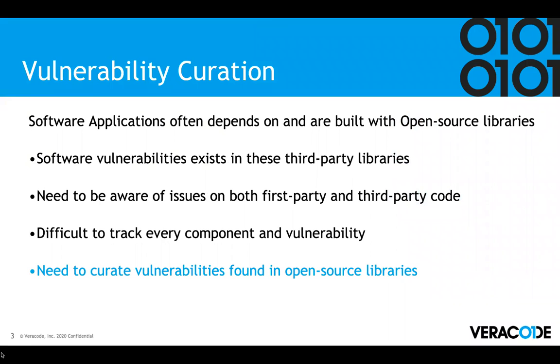So the software vulnerability issue is a constant issue that developers have to deal with. This issue is not going to get simpler, as software applications often depend on multiple levels of open source libraries. Keeping track of vulnerabilities in the first party code is already an issue, and so it is almost impossible to individually track all vulnerabilities in third party code. So in this talk, when we mention vulnerability curation, we really mean those that are found in third-party open source libraries used by software applications.